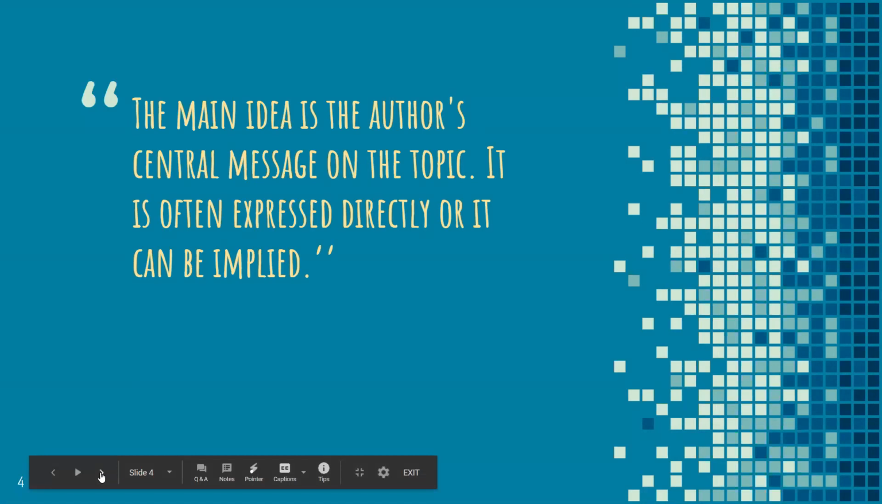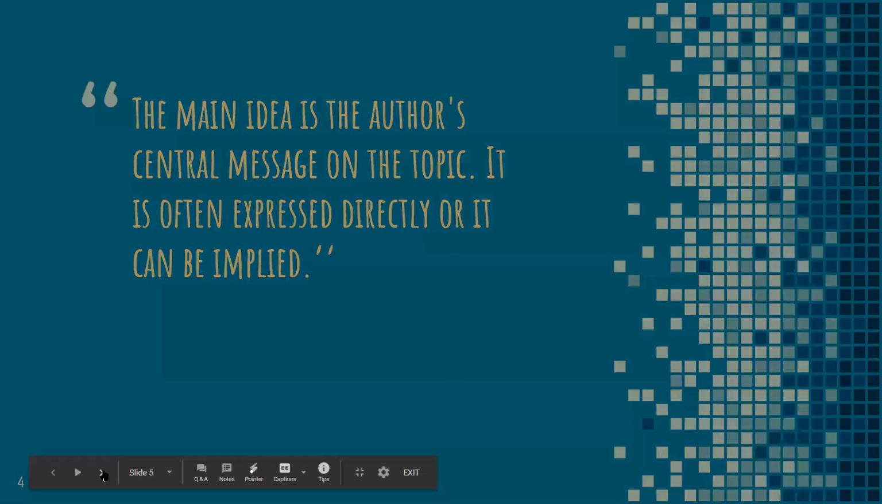Now, before we go any further, let me just remind you what a main idea is. The main idea is the author's central message on the topic, and it is often expressed directly, and so it can be written plainly there in the text in a sentence or two, and I'll tell you where to find that, or it can be implied. So if you read the entire piece of text comprehensively, you will be able to conclude on what the writer's central message is if it isn't written there for you explicitly.